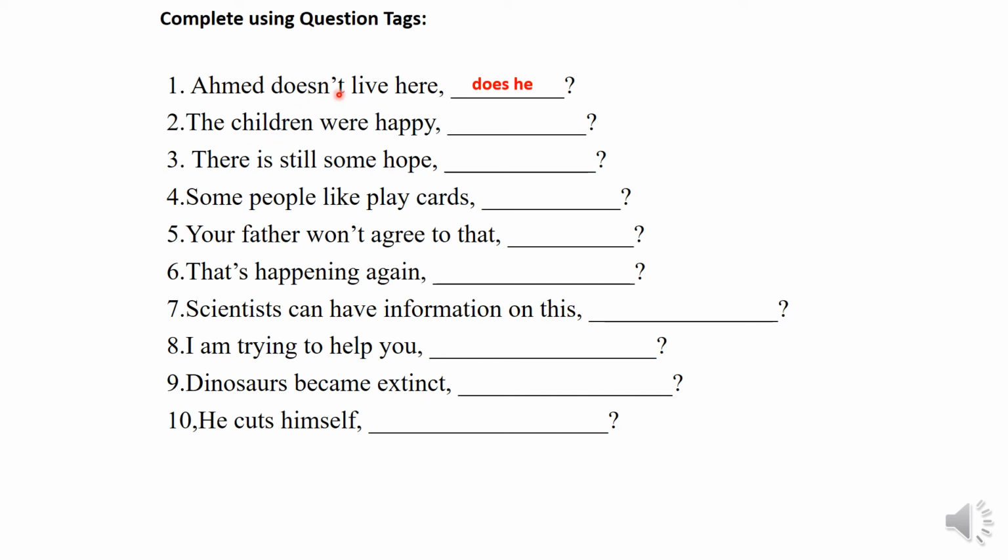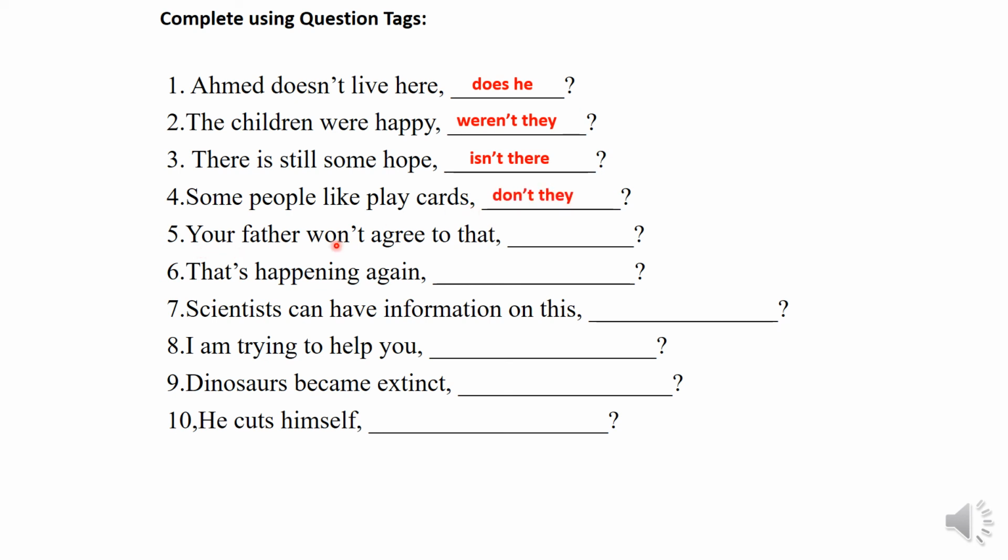The children were happy. Where is the verb? Were. So, weren't in the negative. There is still some hope. Where is the verb? Is. Isn't there. Some people like playing cards. Some people like playing cards, so don't they?